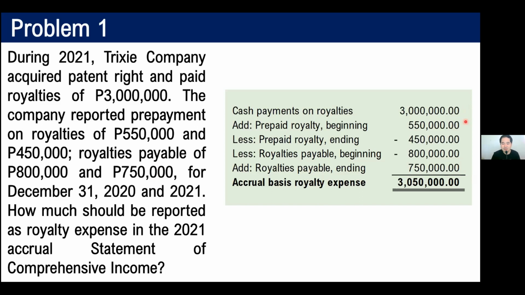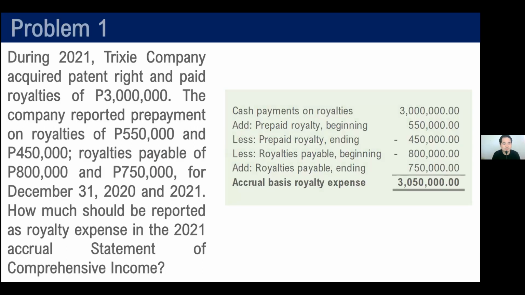So perform the mathematical calculation. 3 million plus 550 minus 450 minus 800 plus 750. Your accrual basis royalty expense gives you 3,050,000. Okay? So, yun po ha. Again, wag po tayong masanay na nakabisado lang ang formula. Dapat alam nyo po ang rason kung bakit. Diretso po ako ng problem 2.